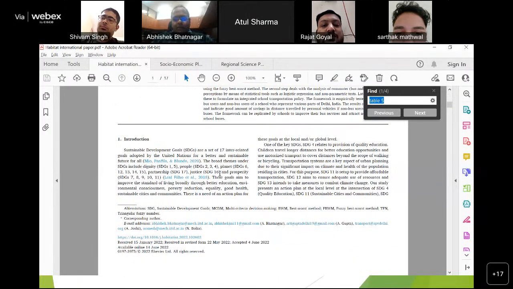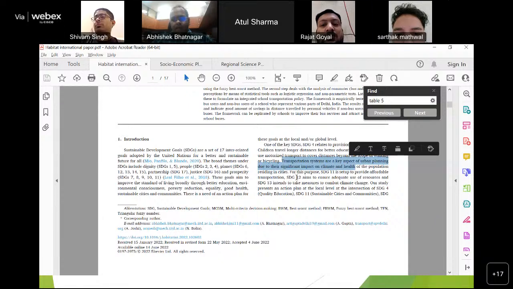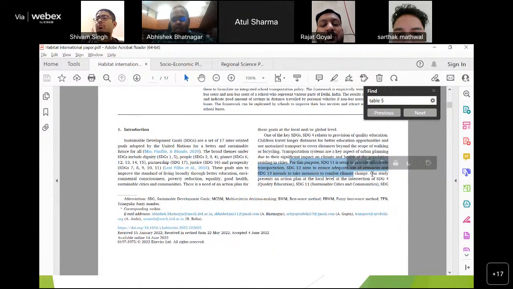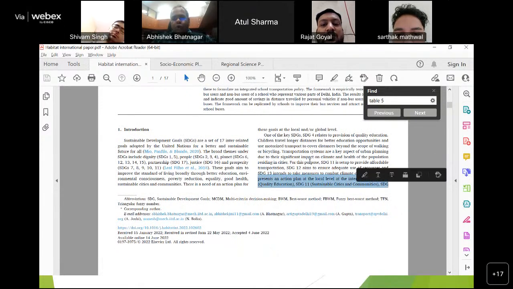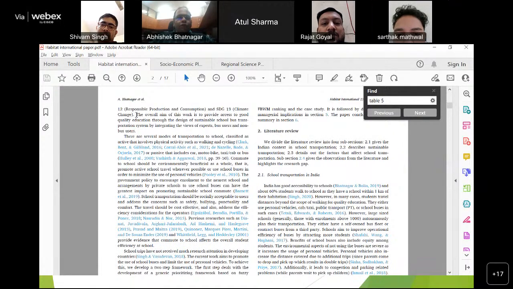I describe the development goals, then their main aim, and then I say that one of the key SDGs relates to this for this purpose. Then transportation systems are a key aspect of urban planning due to their impact on climate and health of the population residing in cities. So for this purpose SDGs are set up, and in our study, we present an action plan at the local level, because it says SDGs must have some action plan at the local or the global level. So I say that our study presents an action plan at the local level at the intersection of these 4 SDGs. The overall aim is to provide this. So this linking of SDGs can be used in other development contexts as well. That is how you can make your work generic.